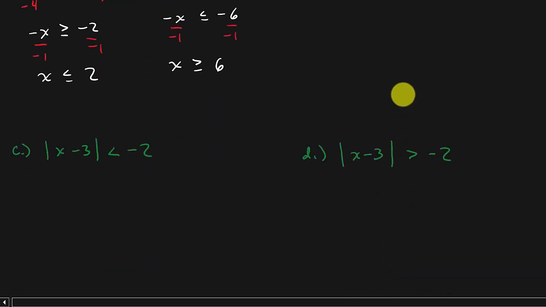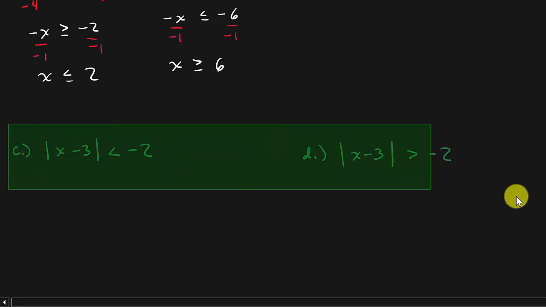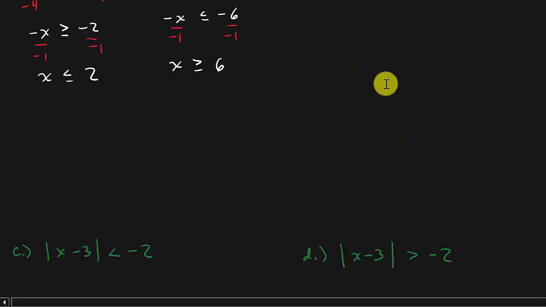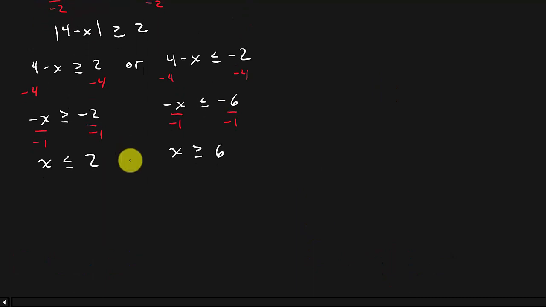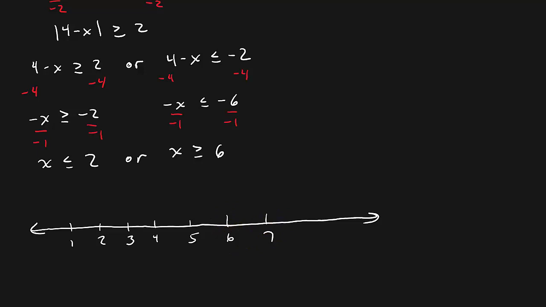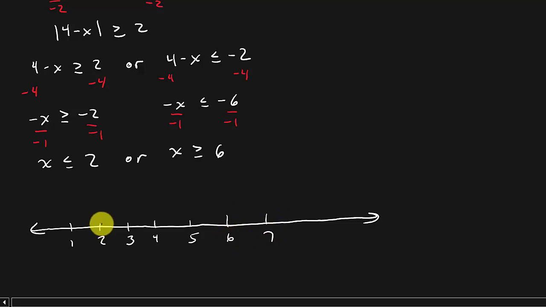All right. And let me take this. These are the last two problems, but let me move them down. And this is separated with or. Okay. So my solution, and you could graph them each separately, but this one is just what? X less than or equal to 2 and x greater than or equal to 6.